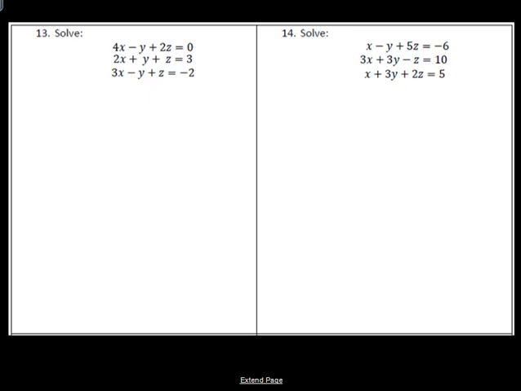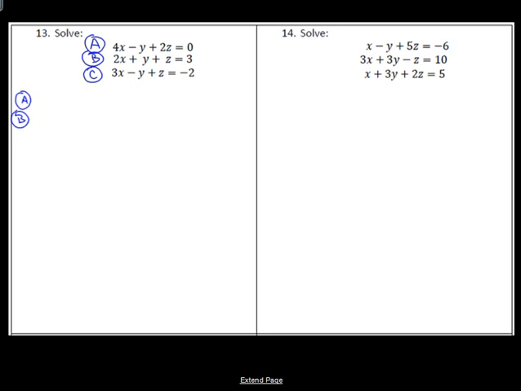Looking at problem 13. Now here, problem 13, we have 3 equations with 3 variables. I like to go through and label each of these. I'm going to call this one A, B, and C. And in surveying my equations, I notice my y variables all have a coefficient of 1, and then some are negative, some are positive. So looking at that, I'm going to take and put A and B together.